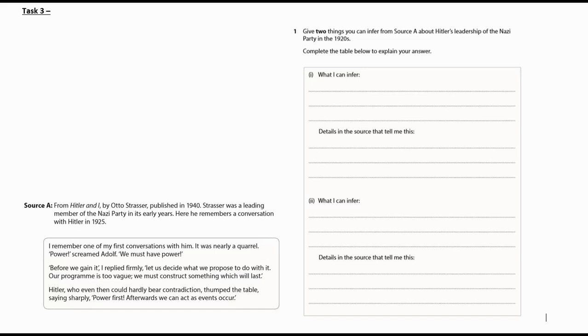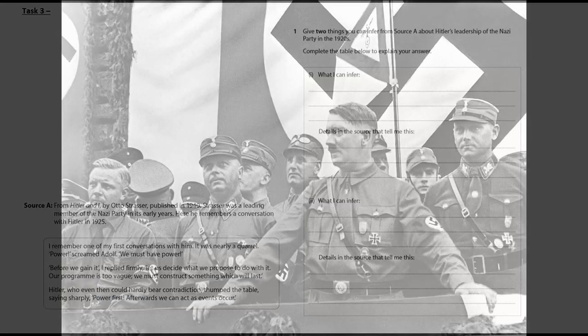And that's all you have to do in an inference question. We're not worried about who wrote the source. We're not worried about using any of our own knowledge. We are simply inferring from the information that we have in the content of that source.